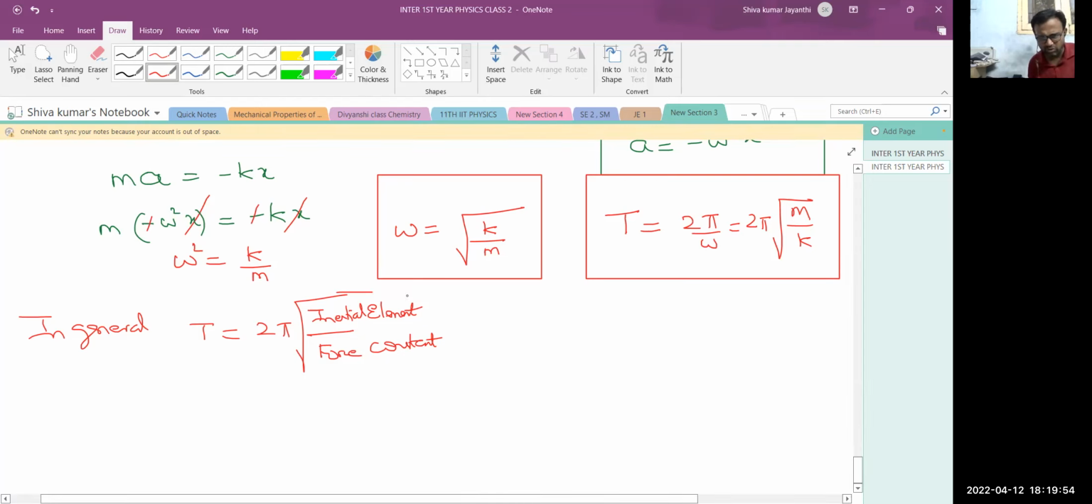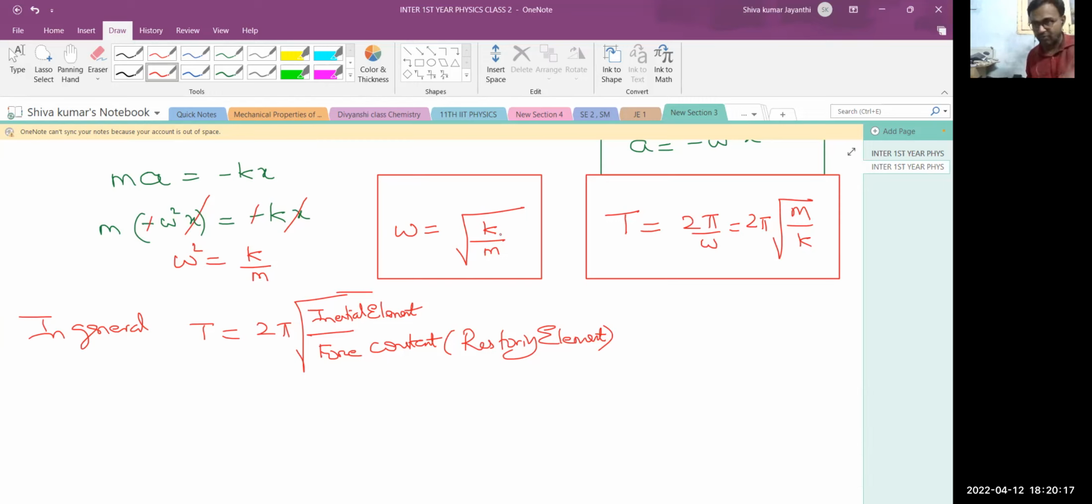Did you understand? Force constant or force element or applied force constant, sometimes we say that. This is called a restoring element. Correct word is restoring element. Inertial element by restoring element. Correct definition is this: root over inertial element by restoring element. What is the restoring element? Here force constant, but not always. Sometimes restoring element may be something else. It could be alpha, it could be theta, it could be anything. Inertial element here is mass. It could be moment of inertia I. You will learn that.